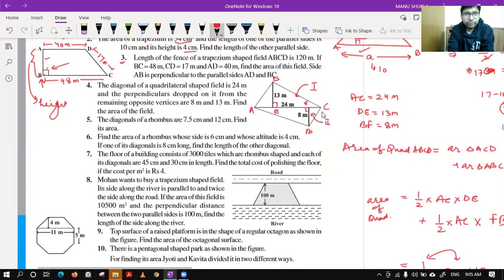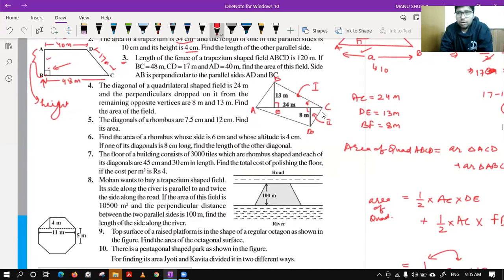Now question number 5. Okay. This time I will not solve the complete question. You have to solve on your own. Let's see question number 5. The diagonals of a rhombus are 7.5 centimeter and 12 centimeter. Find its area. Class, do you have any idea how to find the area of a rhombus if the length of diagonals is given to you? Any idea what to do?